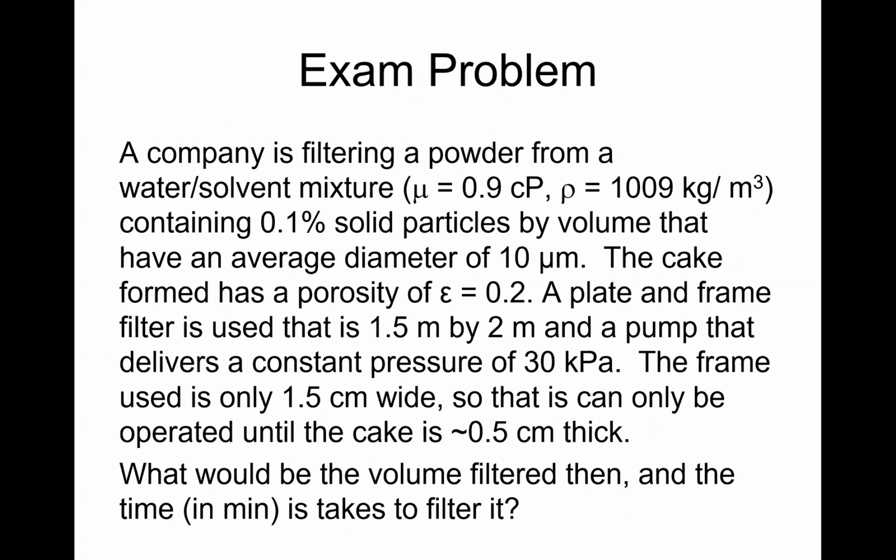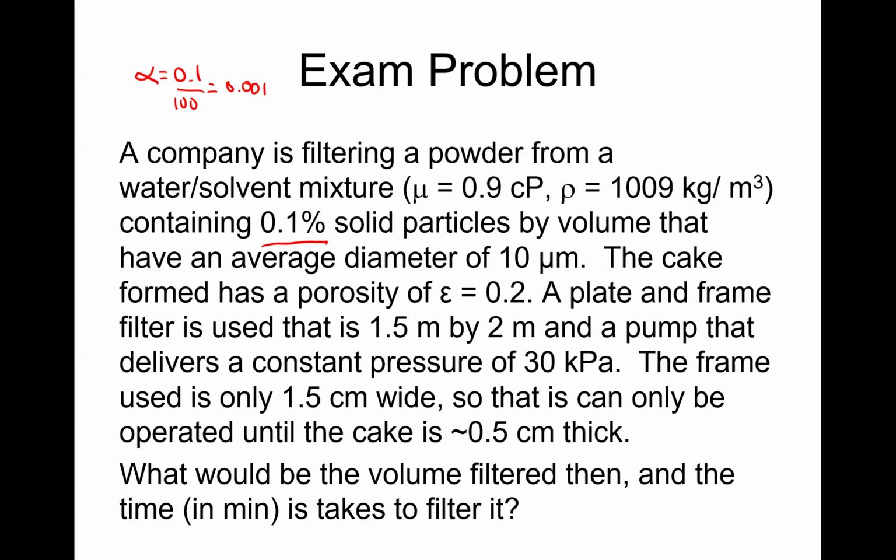So we'll do a problem here so you can get an idea of how to use these equations. A company is filtering a powder from a water solvent mixture. We are given the viscosity and the density of the water solvent mixture. It contains 0.1% solid particles. So that means that alpha, which is the fraction, is 0.1 over 100. So it's 0.001. That means that for every liter of volume of that water solvent mixture, there is 1 milliliter of solid particles.